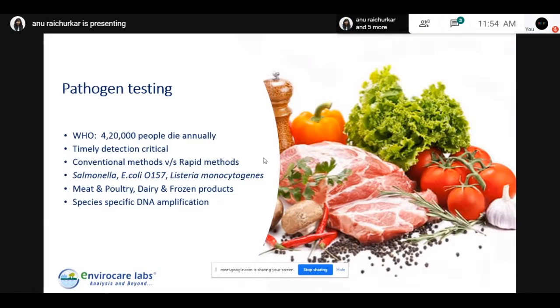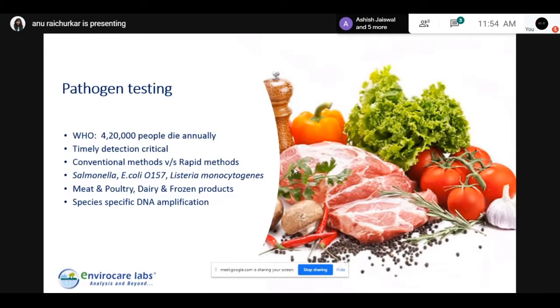Typically, microbiological techniques are available for screening of pathogens such as E. coli, Salmonella, or Listeria. But the challenge is that it takes 3 to 5 days, and this is a big challenge, especially when food products are exported.